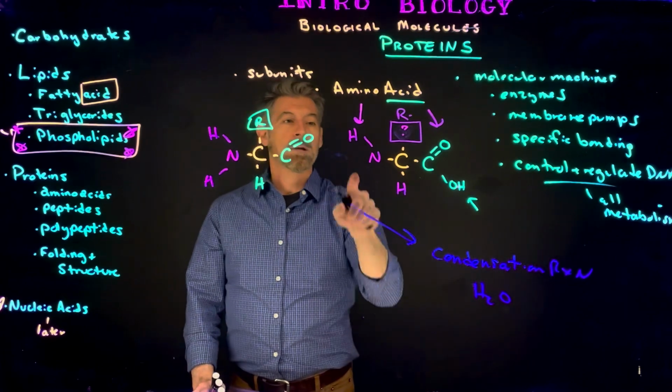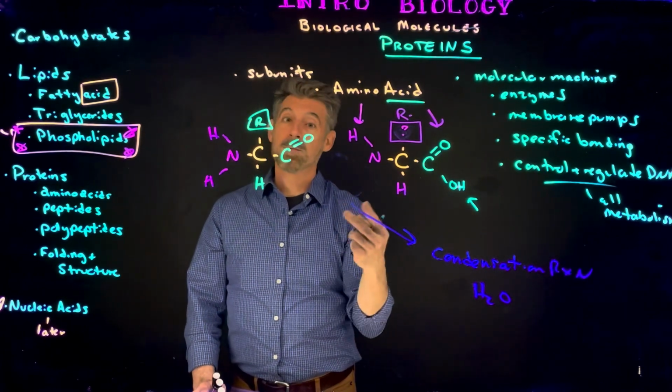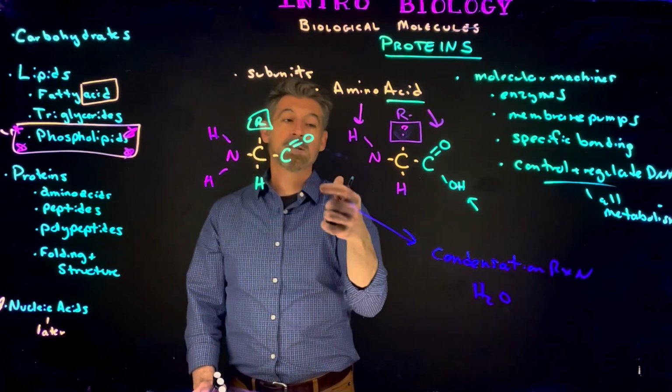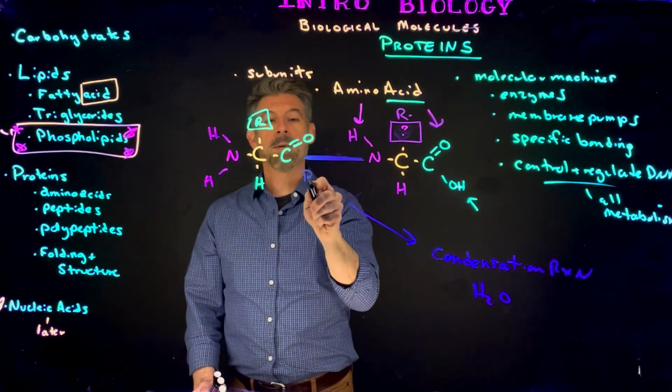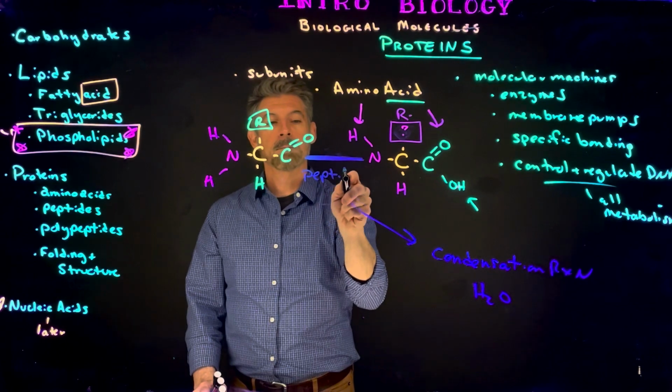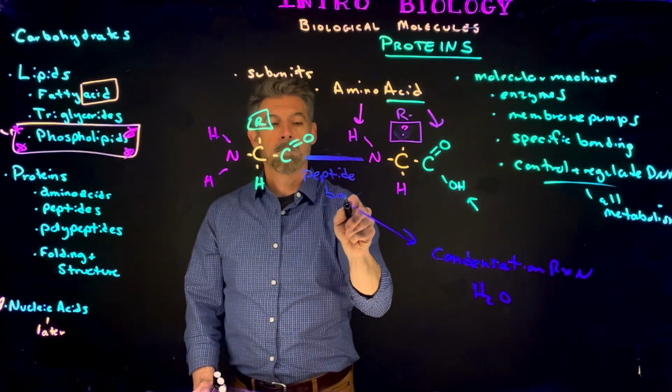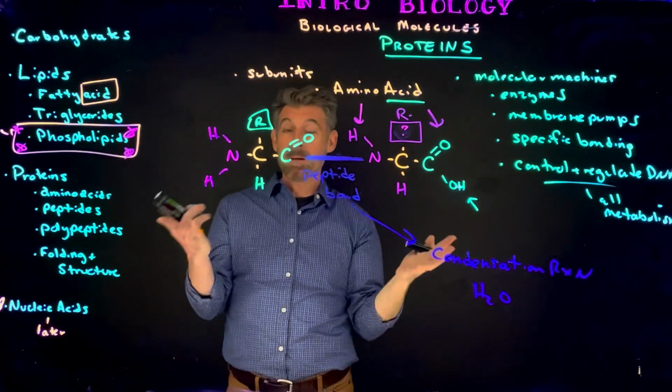And now, this nitrogen only has 2 bonds, it needs 3. This carbon only has 3 bonds, it needs 4. So then a new bond will form, and that bond is called a peptide bond. Okay, so that's a peptide bond between amino acids.